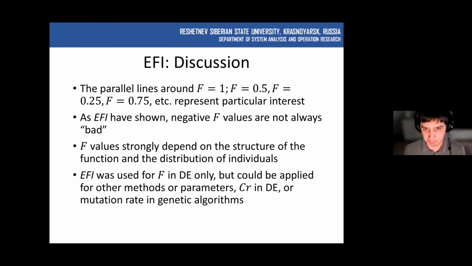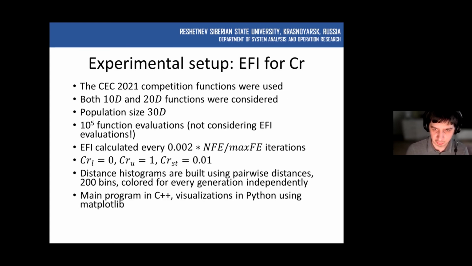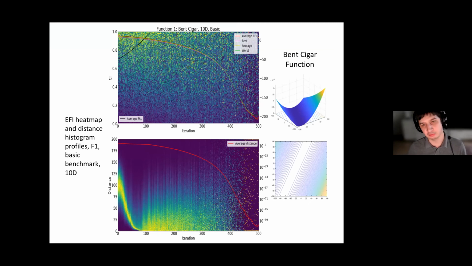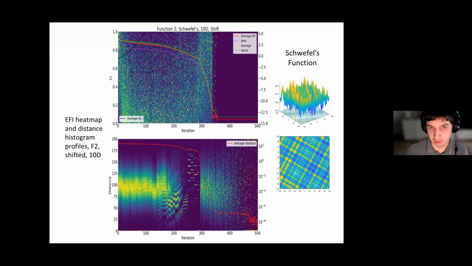So of course, we could use EFE in other scenarios, not only for differential evolution, because it's a general approach. We also made experiments for EFE with CR, for crossover rates, and this is also quite interesting. It's not as entertaining as for F values, but for example, for this kind of functions, higher CR values are usually better. For other cases, smaller CRs are better. Okay, some functions are separable, some are not separable. Okay, we can understand this.